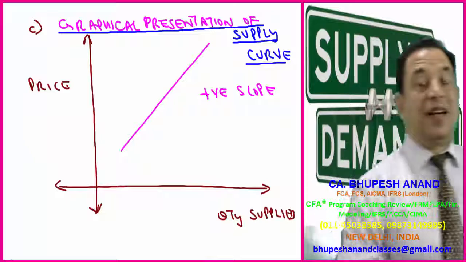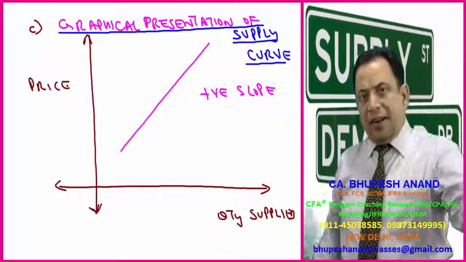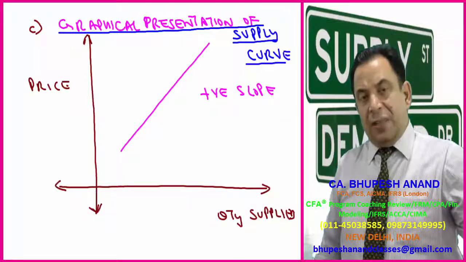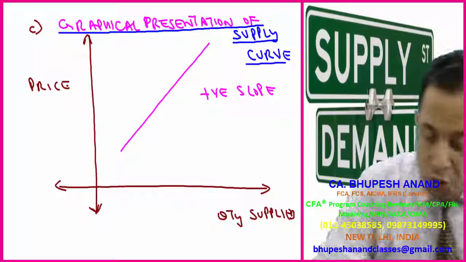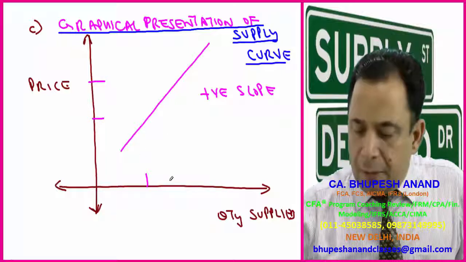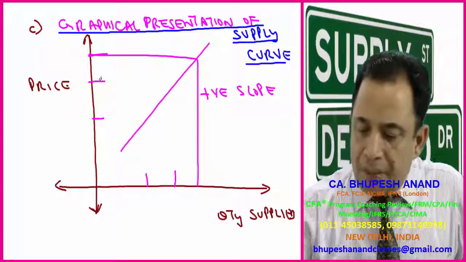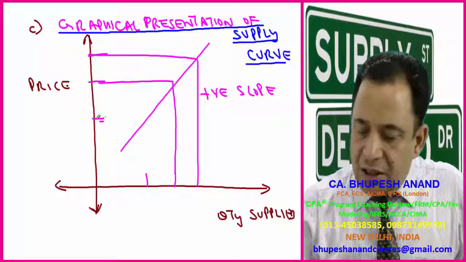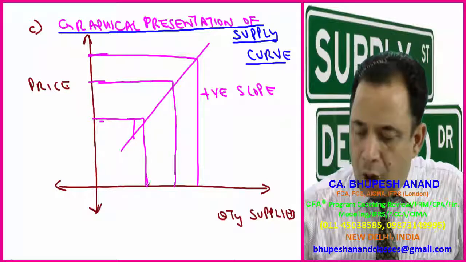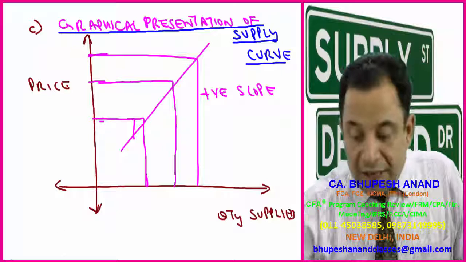So let me start with a graphical presentation. Very simple. On the x-axis I have taken quantity supplied, and on the y-axis I have taken the price of that product. The higher the price, the more the quantity supplied, because there is a positive relationship between the price of that product and the quantity supplied.